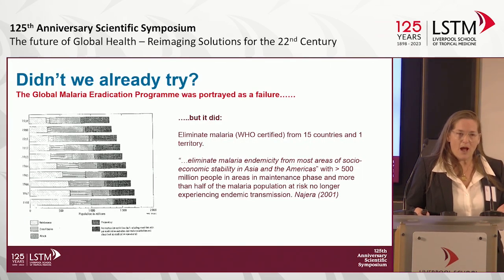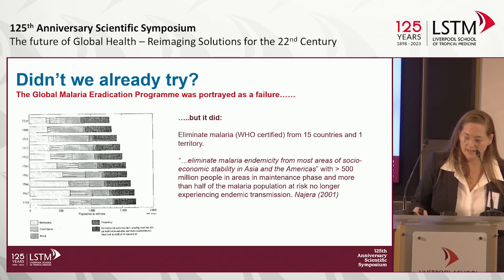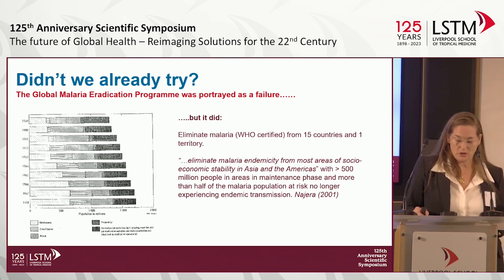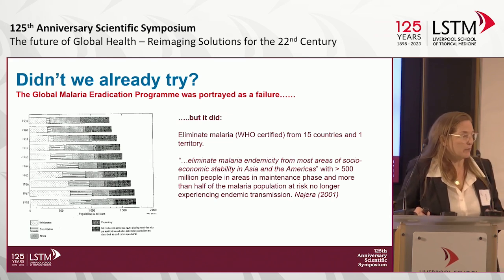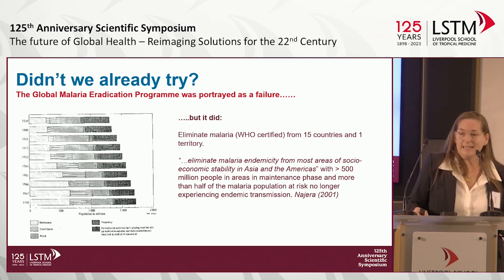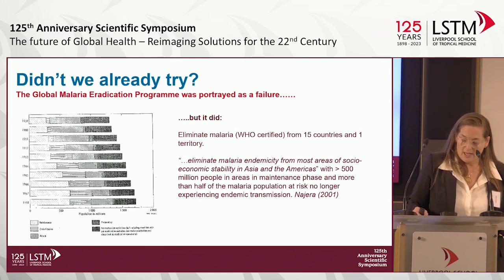So what happened? Didn't we already try this? You're probably aware, but when Melinda gave her speech in 2007, as Janet mentioned, it caused quite a stir. And this was because of the previous malaria elimination program in the 1950s and 60s. Many people considered and still consider that the program was a failure. But it did eliminate malaria from 15 countries and 1 territory.